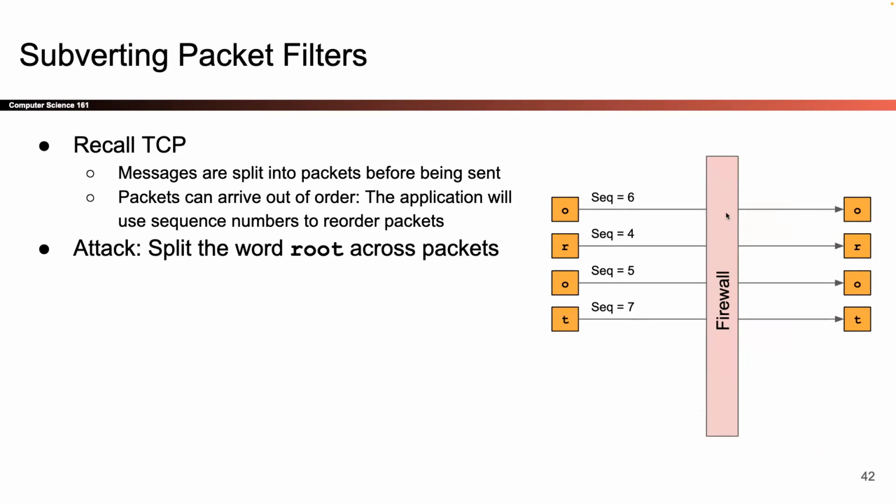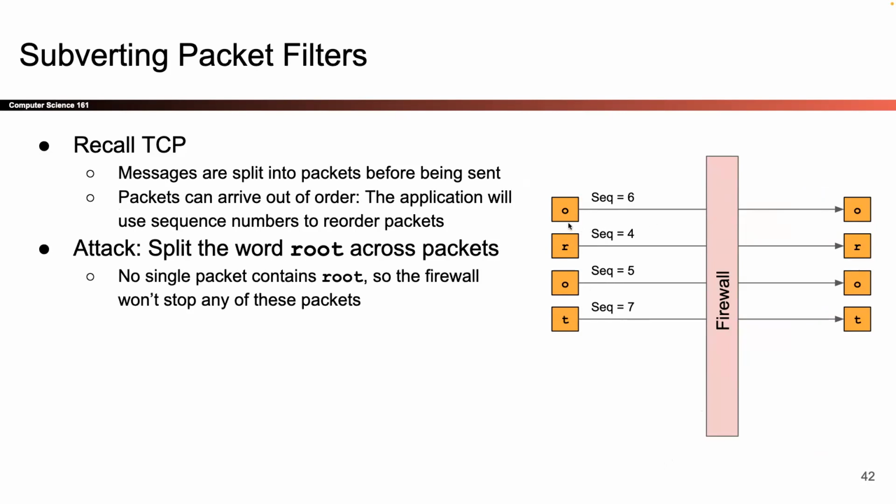And what does the firewall do? It looks at each of these one by one and it says, well, this one says O, that's not root. That one says R, that's not root, not root, not root. So all four of these actually go through the firewall, and the firewall lets them through. And then what about the person on the other side?